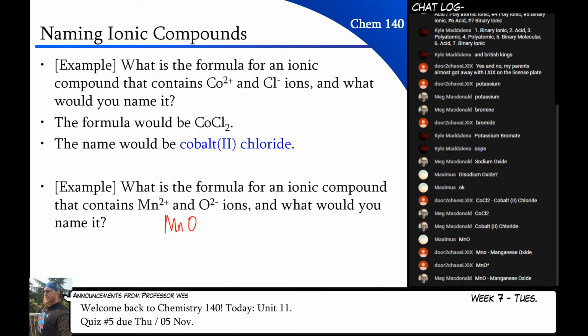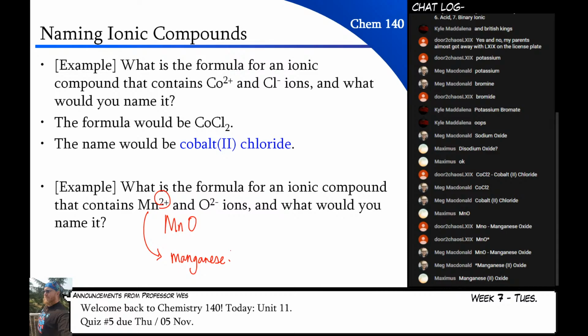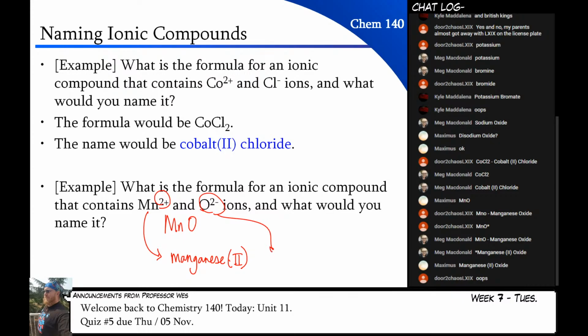And then we gotta name this guy. Again, a transition metal, so we gotta include its charge in the name. This is manganese 2. And then this is oxide. There you go.